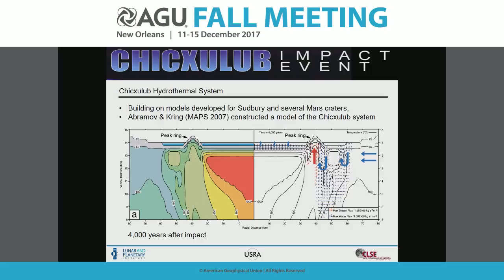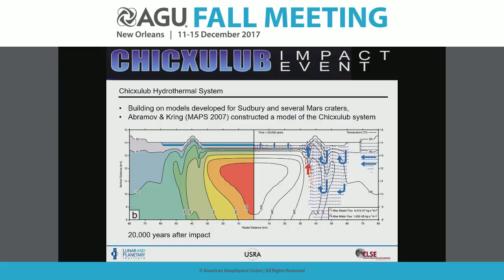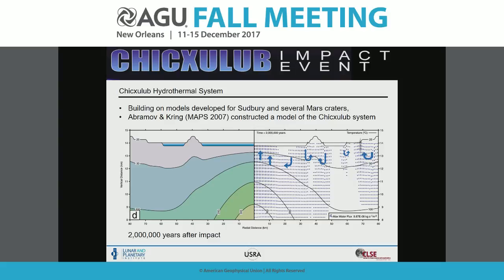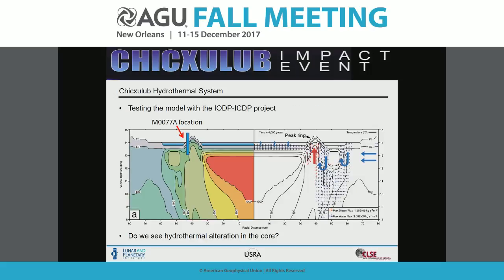On this side is the result of Oleg's hydrotherm calculations showing the circulation of water in blue and where steam was actually produced. One of the takeaways here is that A, we had a hydrothermal system, and B, the most intense part of that hydrothermal system was in the peak ring adjacent to the impact melt sheet in the center of the crater. This is that same model 20,000 years after the impact event. You can see the melt sheet is starting to cool. There's migration of the hydrothermal system inwards. The same at 200,000 years, and after about 2 million years, the hydrothermal system has come to a stop according to this model.